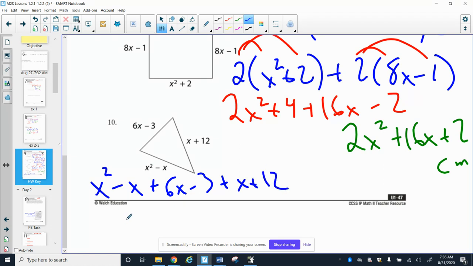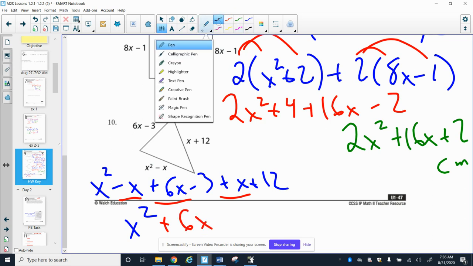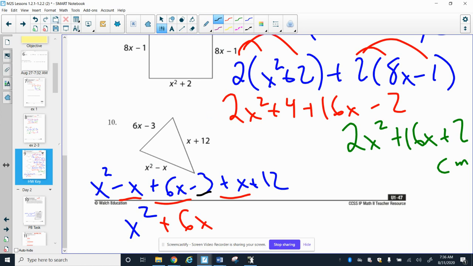And then we combine our like terms. X squared, still by itself, negative x, positive 6x, positive x. The negative x and the x cancel out. We're left with just plus 6x. Then we combine the negative 3 and the plus 12 to make plus 9.